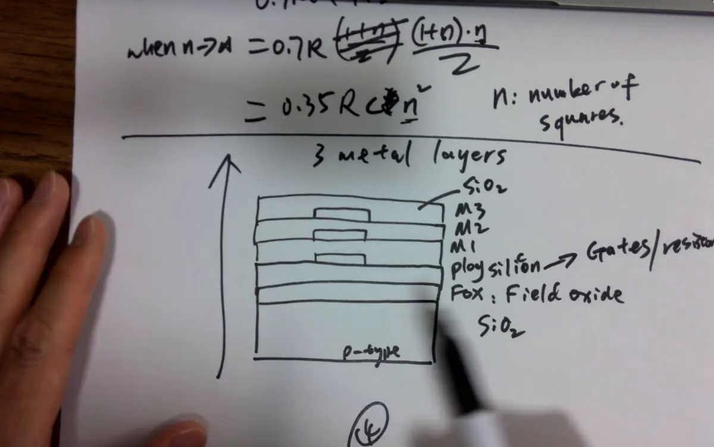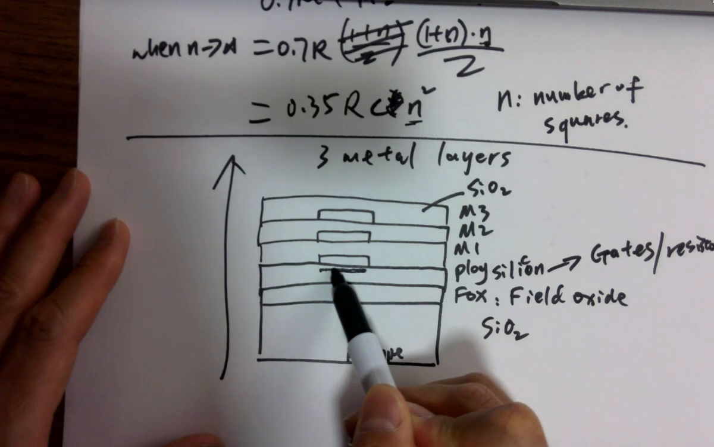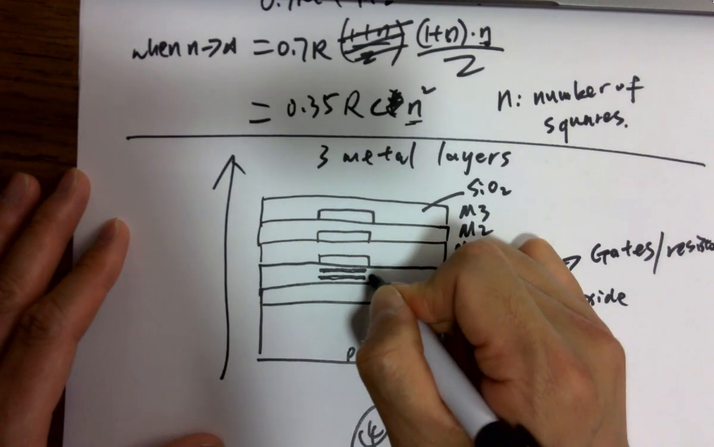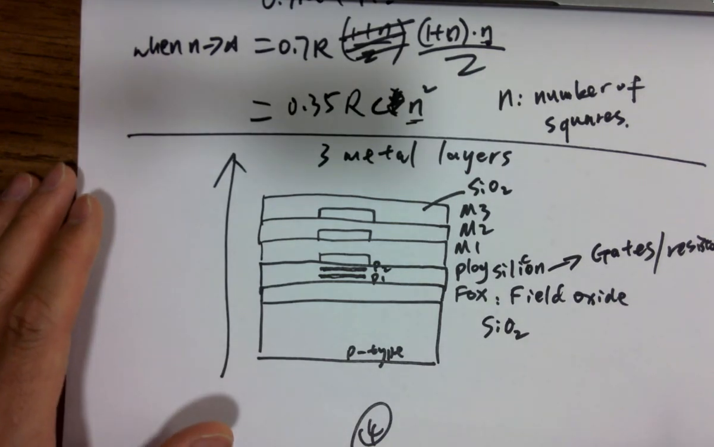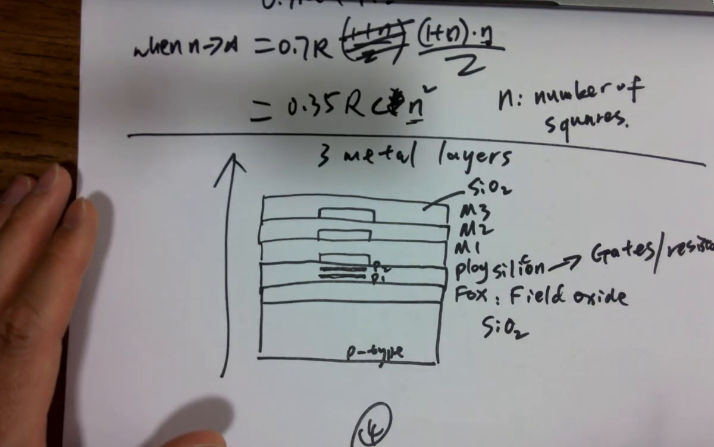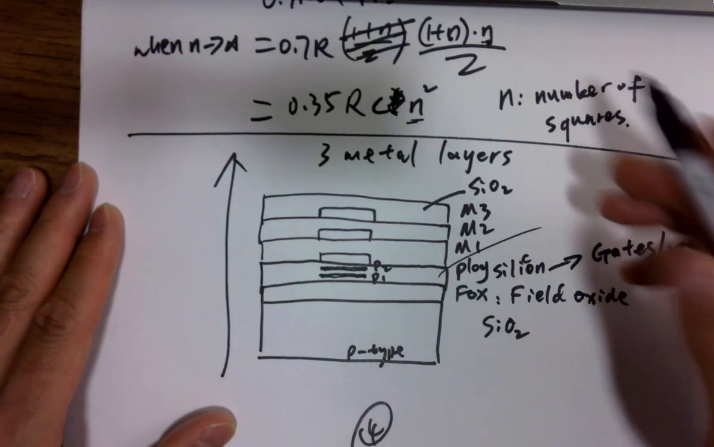It's pretty simple. For polysilicon, you have 2 polysilicon layers, one on the top and one at the bottom, called P2 and P1. I think the bottom one is P1 and the top one is P2. And they're all inside that silicon dioxide, the insulator.